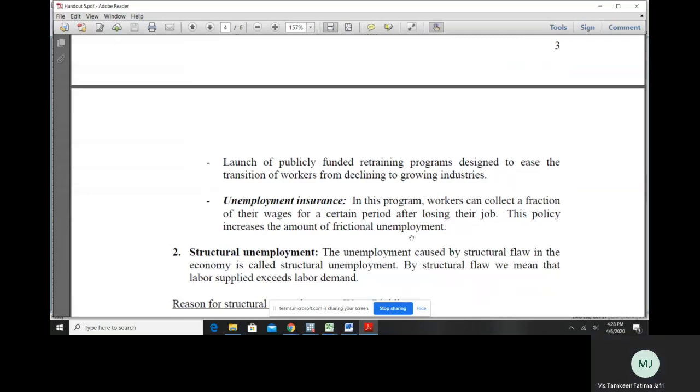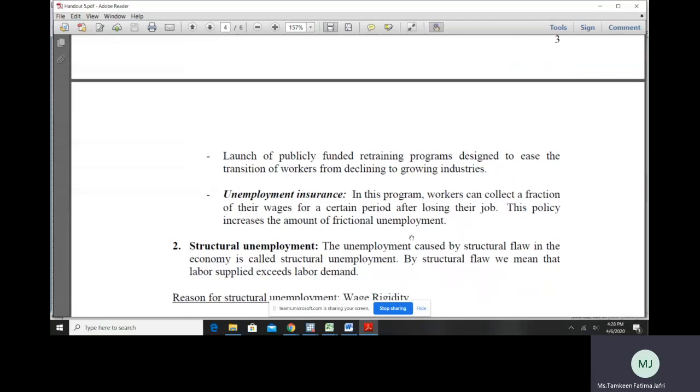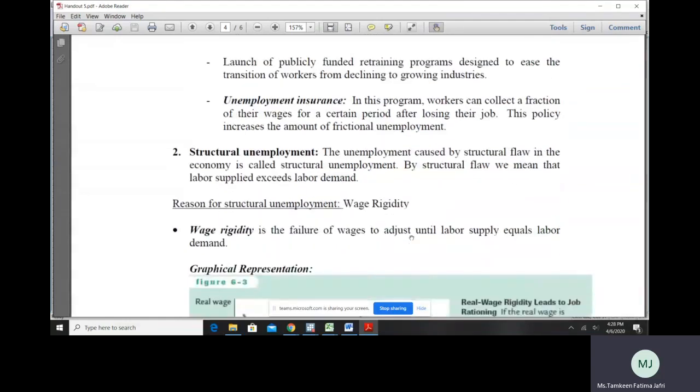If you improve the location of jobs and the advertisement of jobs, and also give some incentives, and launch retraining programs and vocational training programs, so all of these policies can decrease frictional unemployment in the economy. The type of unemployment which is more dangerous and that needs more attention is structural unemployment.